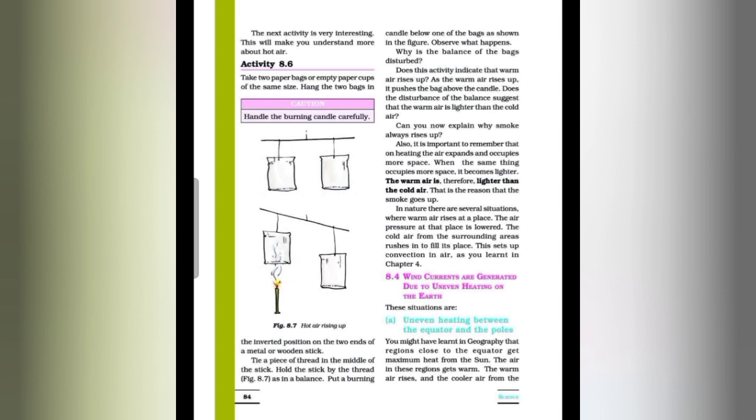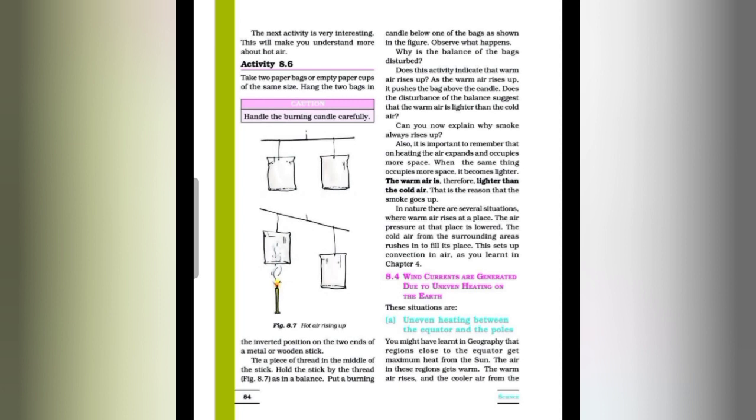By performing this activity we can say that hot air is lighter than cold air. To perform this activity, the things which are needed are two empty paper bags, as you can see in figure 8.7, a wooden stick, a candle, a matchstick and thread. So now we are going to perform this activity.